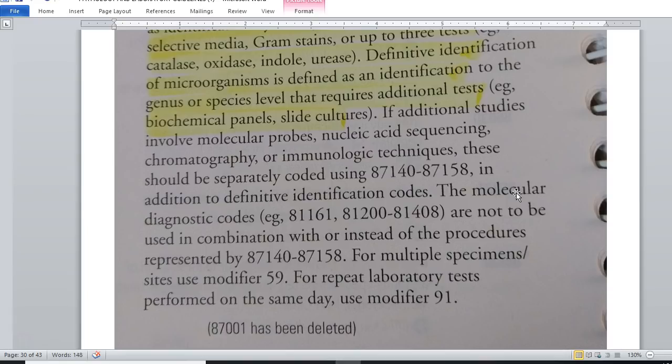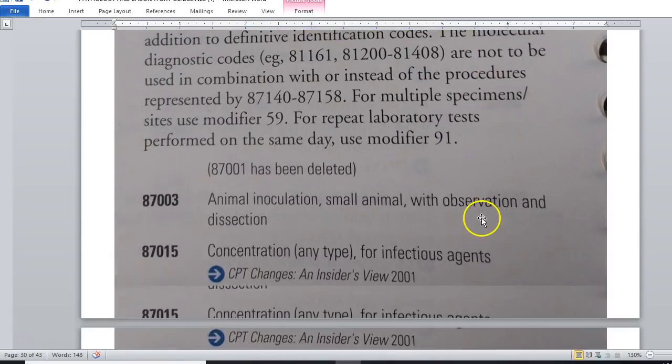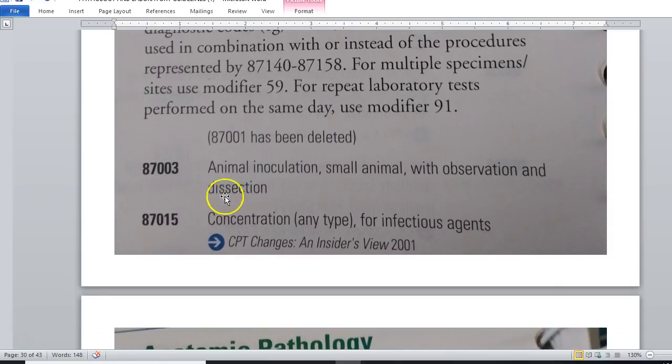Again, it tells us for multiple specimen sites, use modifier 59. And for repeat laboratory tests performed on the same day, use modifier 91. So again, this starts with things like small animal inoculation. So for instance, if we really have no idea what's wrong with the patient, we might take a sample of the patient and we might put it into, say, a small mouse and see what happens. And if the mouse dies, then we can observe it and we can dissect it.